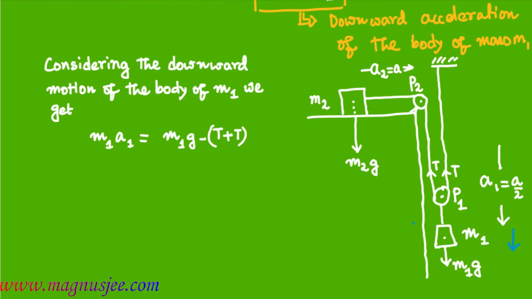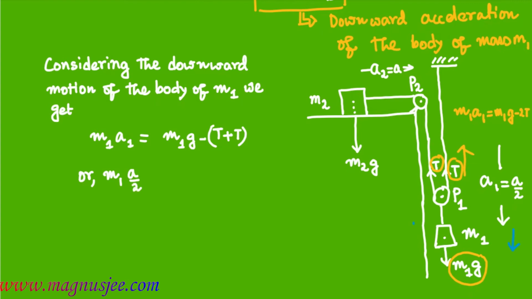Here mass M1 is moving downwards with an acceleration A1 equal to A by 2 under the action of two forces, M1g and 2T. T plus T means 2T acts upwards and M1g acts downwards. So hence the net force will be M1 A1, which will be equal to M1g minus 2T. The net downward force is M1 A1 and it is also equal to M1g minus 2T.